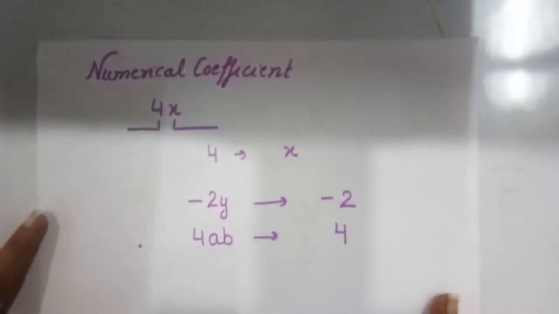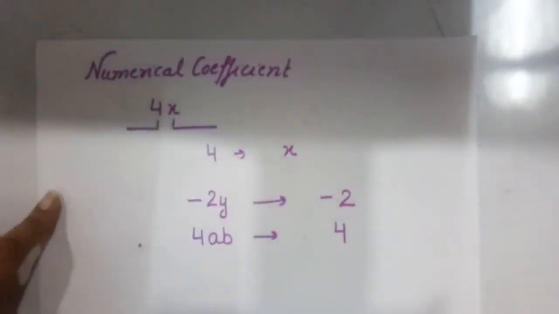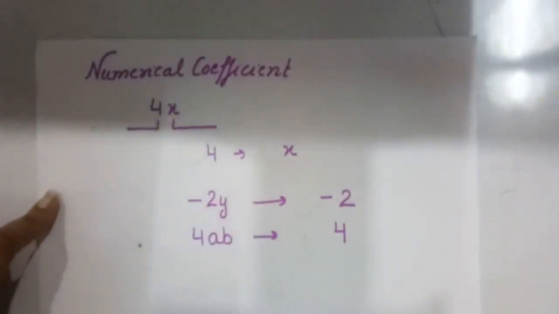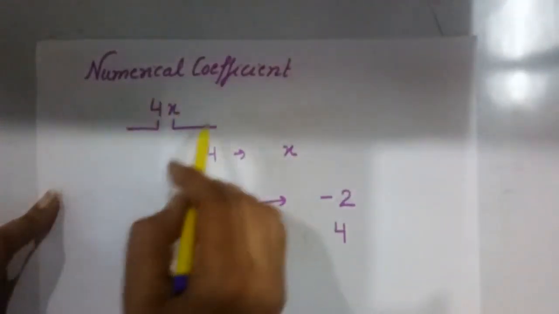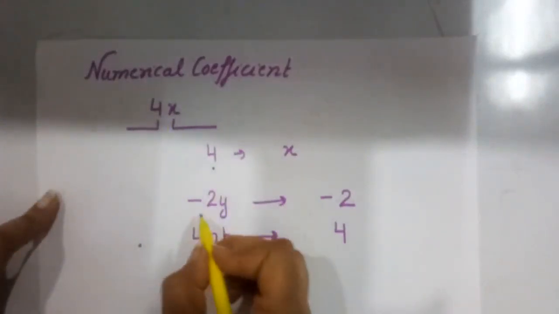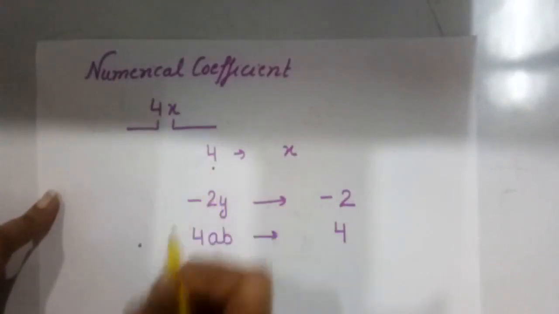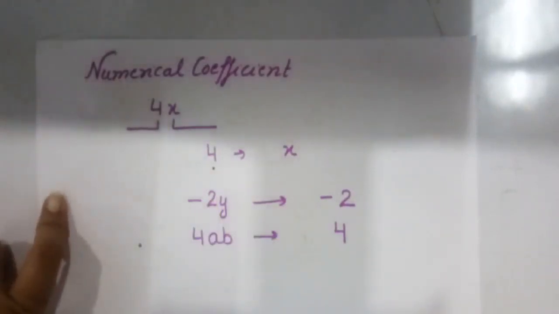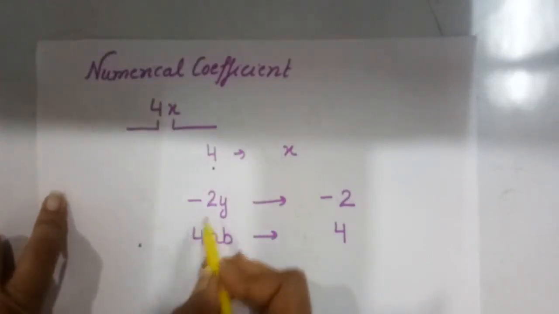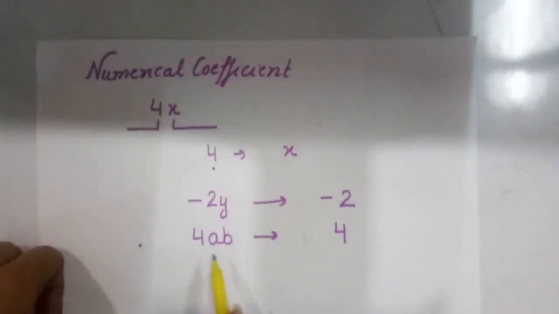Now the numerical coefficient. Look here, we have one term 4x. Here 4 is the numerical value and x is the variable. So the numerical coefficient of this term is 4. Minus 2y: numerical coefficient means the numerical value of the algebraic term. So in this expression, the numerical value is minus 2. Same way 4ab, the numerical value is 4. So in this way you can find the numerical coefficient.